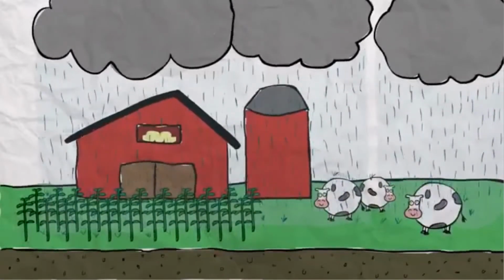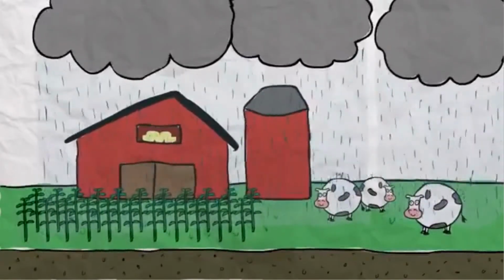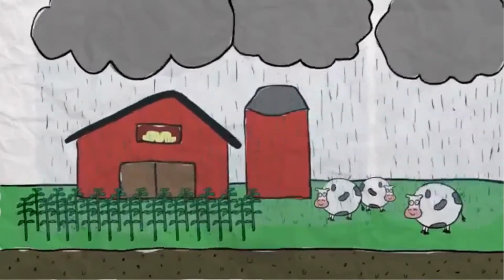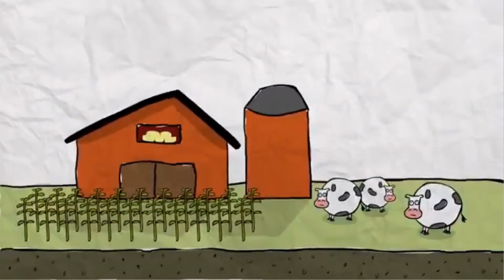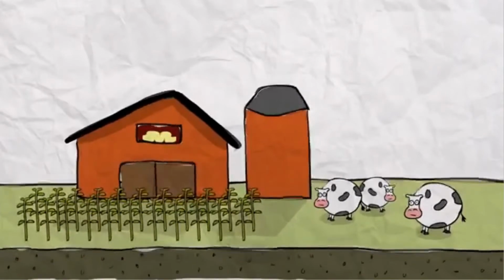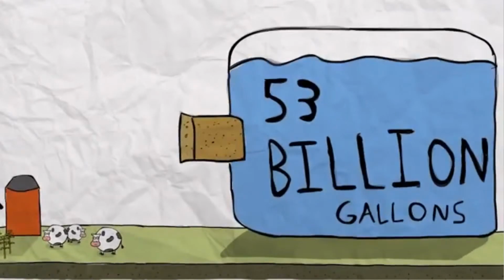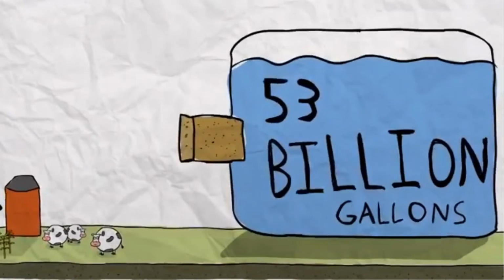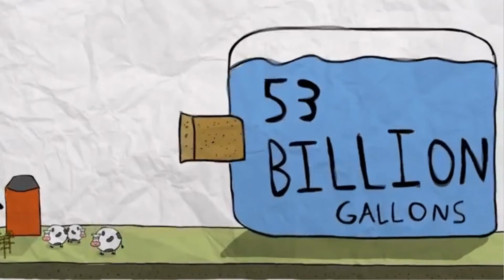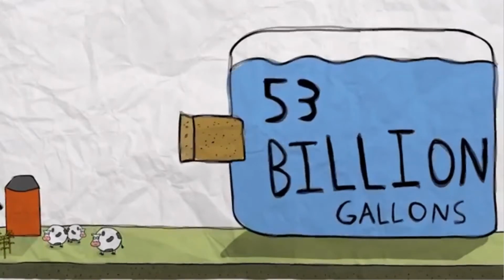Farms can get lots of the water they need from rain, but rain isn't always enough. And in dry years, farmers depend even more on the water that's stored in the ground. In fact, American farms use about 53 billion gallons of groundwater every day. That's enough to fill over 1 million bathtubs or 80,000 Olympic-sized swimming pools.